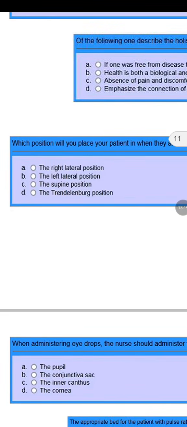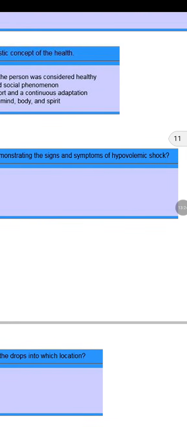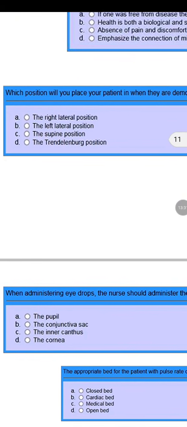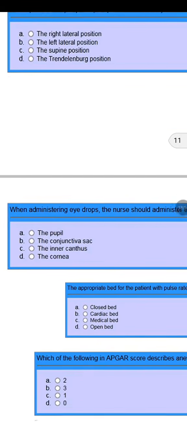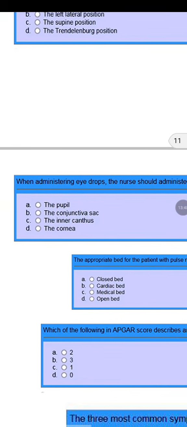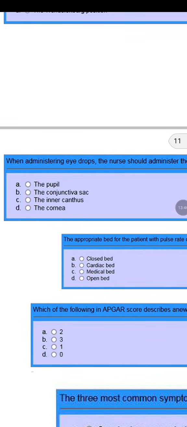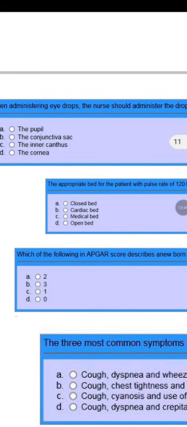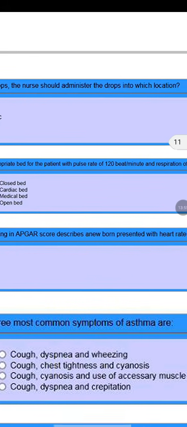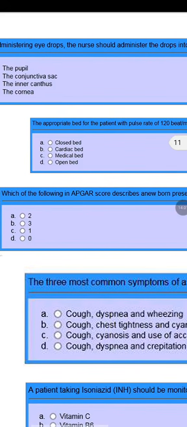Which position do you place your patient in when they are demonstrating signs and symptoms of hypovolemic shock? The Trendelenburg position. When administering eye drops, the nurse should instill the drop into the conjunctival sac. What is the appropriate bed for a patient with a high pulse rate and respiratory rate? Cardiac bed.